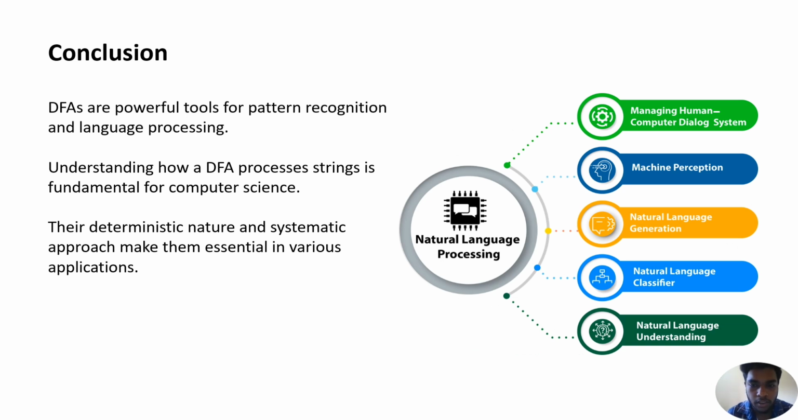Conclusion. DFAs are powerful tools for pattern recognition and language processing. Understanding how a DFA processes strings is fundamental for computer science. Their deterministic nature and systematic approach make them essential in various applications. These are the points related to how a DFA processes strings.